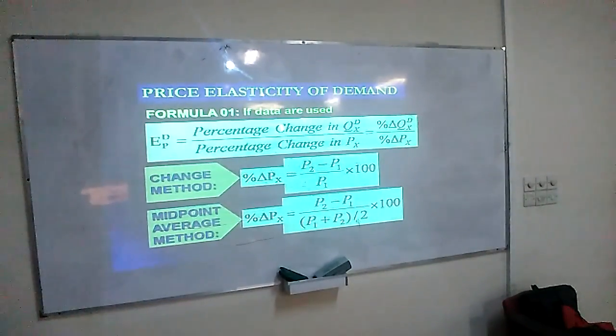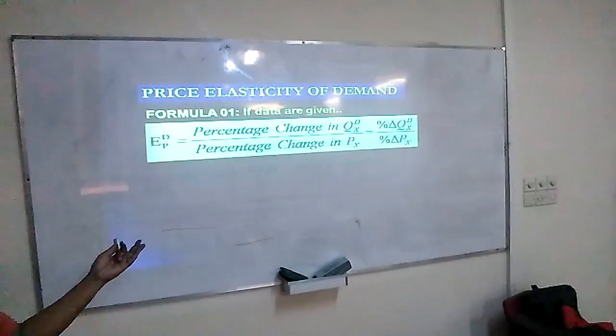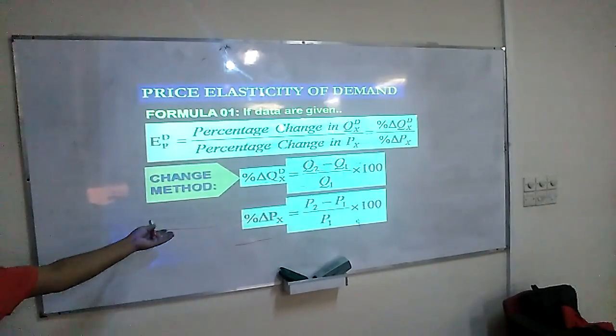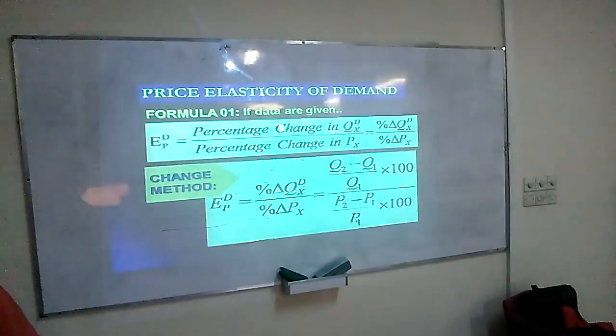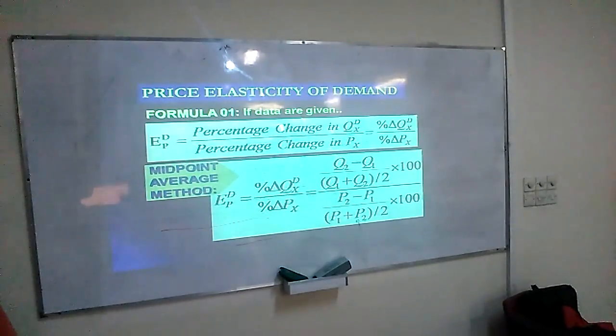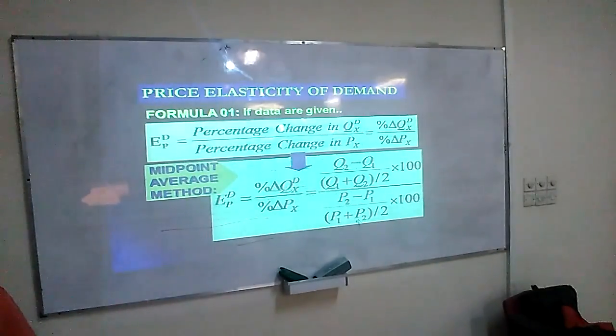Similarly, you can get this. Now what method will you use? Your formula will depend on that. If you use the change method, percentage change in Q will be this, and percentage change in P will be the latter, the bottom one. So in the change method, this is the elasticity formula. You have to use this formula to find elasticity. If you use the midpoint average, the formula will become this. See, just Q1 plus Q2 divided by 2, P1 plus P2 divided by 2, that's all.